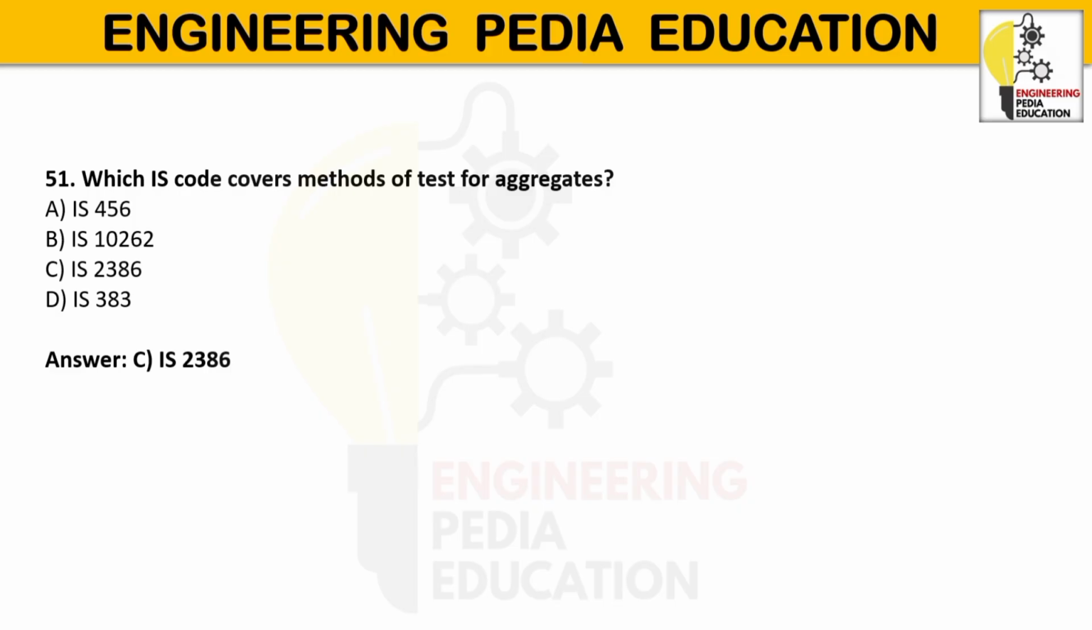IS 2386 contains how many parts? 5 parts. First part, shape and size test, flakiness test. Second, estimation of deleterious material and organic impurity. Third part contains specific gravity, density, water absorption and voids. Fourth part contains mechanical properties, that is crushing value, impact value, abrasion value. And fifth part contains soundness test. 1, 2, 3, 4 and 5. 5 parts are there for this IS code.